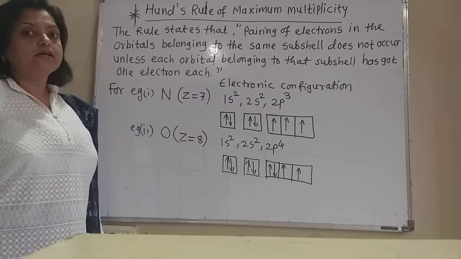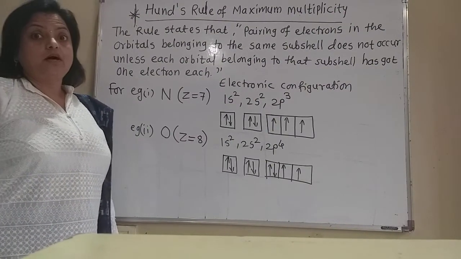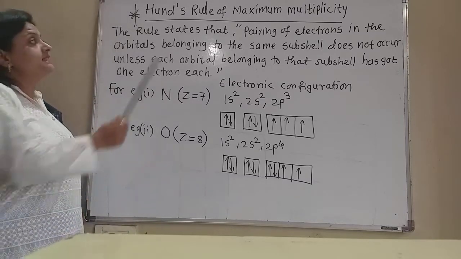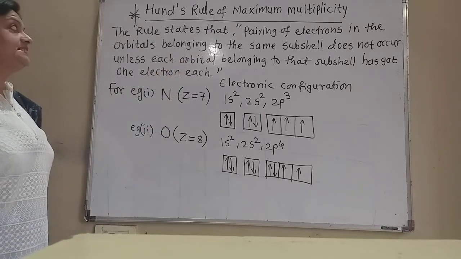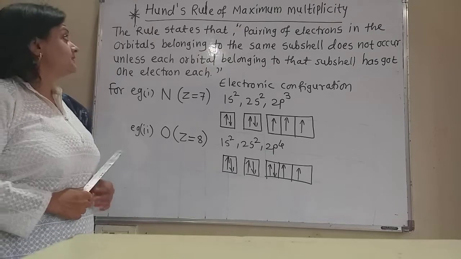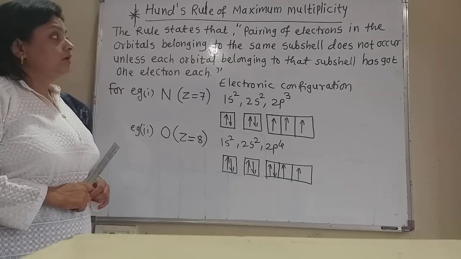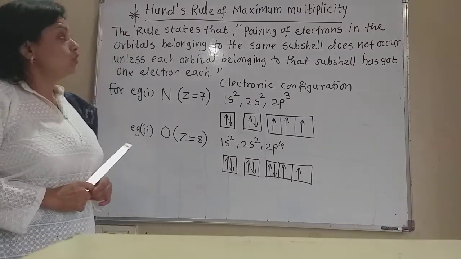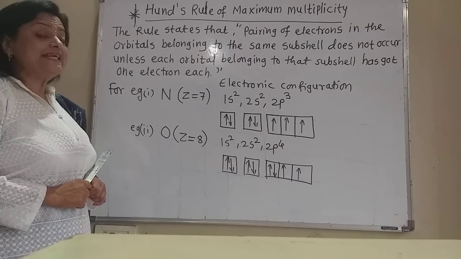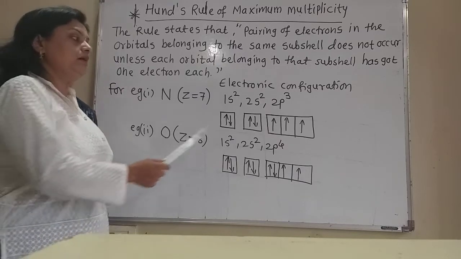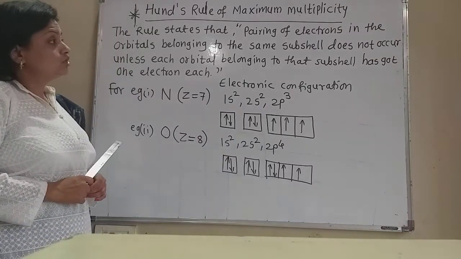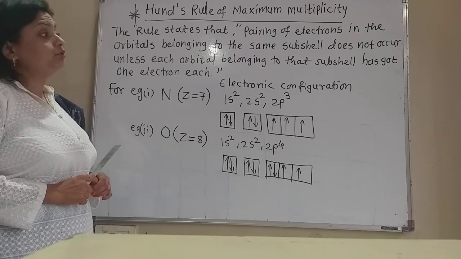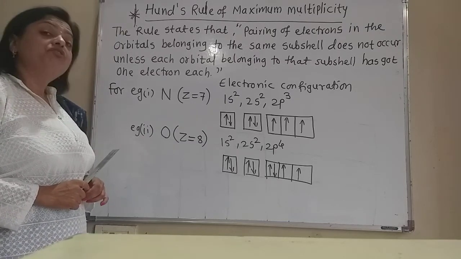Now see the third rule about the filling of electrons into the different orbitals. The rule is Hund's rule of maximum multiplicity. What does this rule say? This rule states that pairing of electrons in the orbitals belonging to the same subshell does not occur unless each orbital belonging to that subshell has got 1 electron.